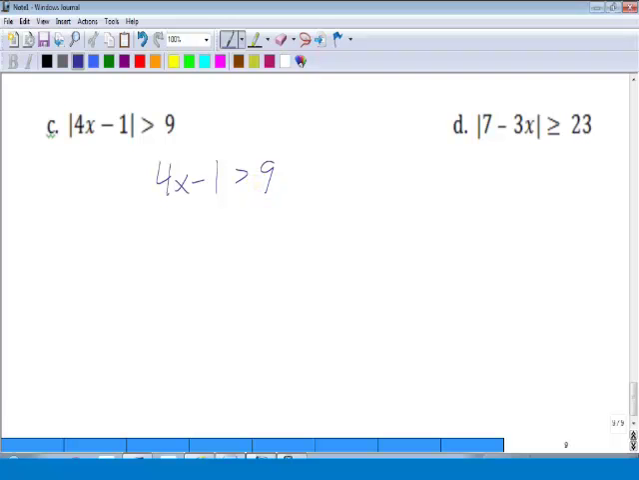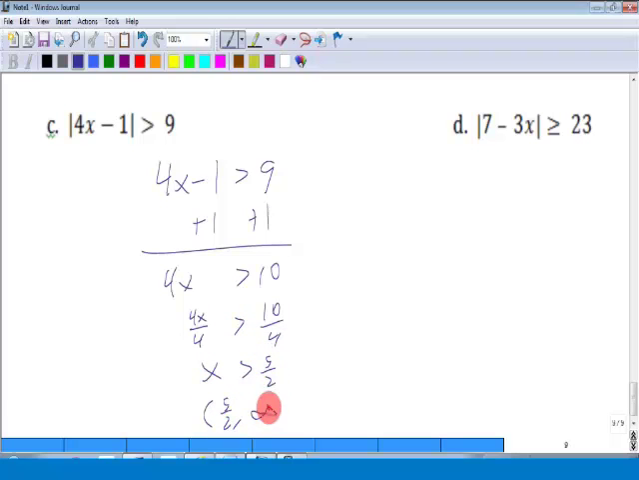and you successfully come up with what? You add 1, you say 4x is greater than 10, you divide both sides by 4. What does that look like? Divide by 4, you get x is greater than 5 halves. You say 5 halves to positive infinity. That's half of the correct answer, right?